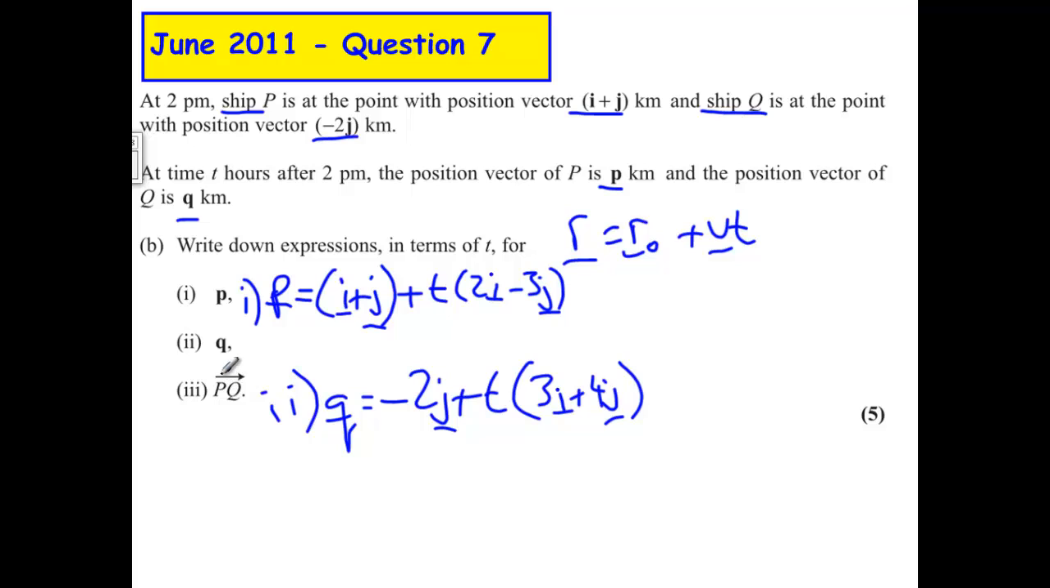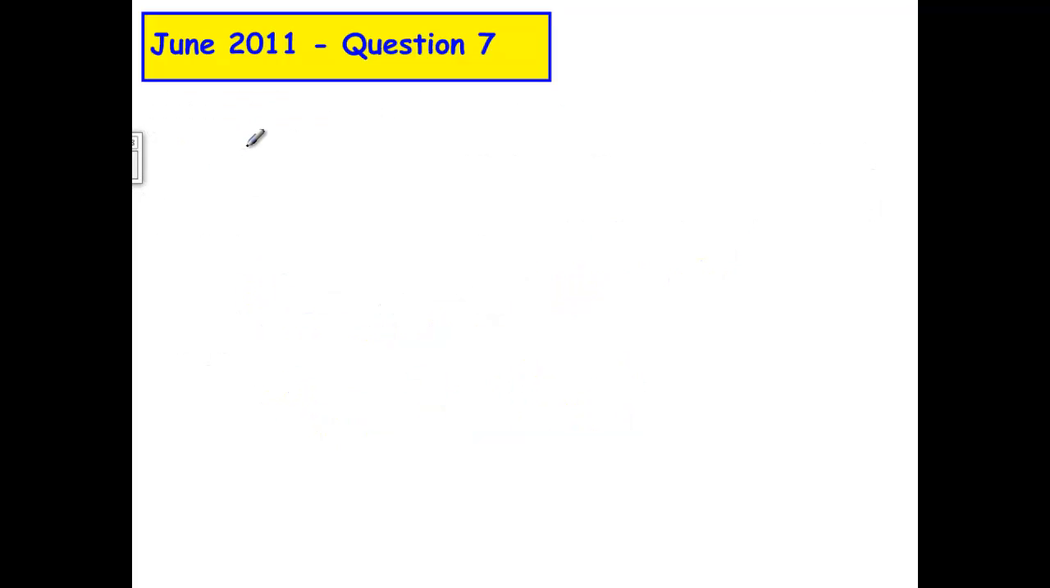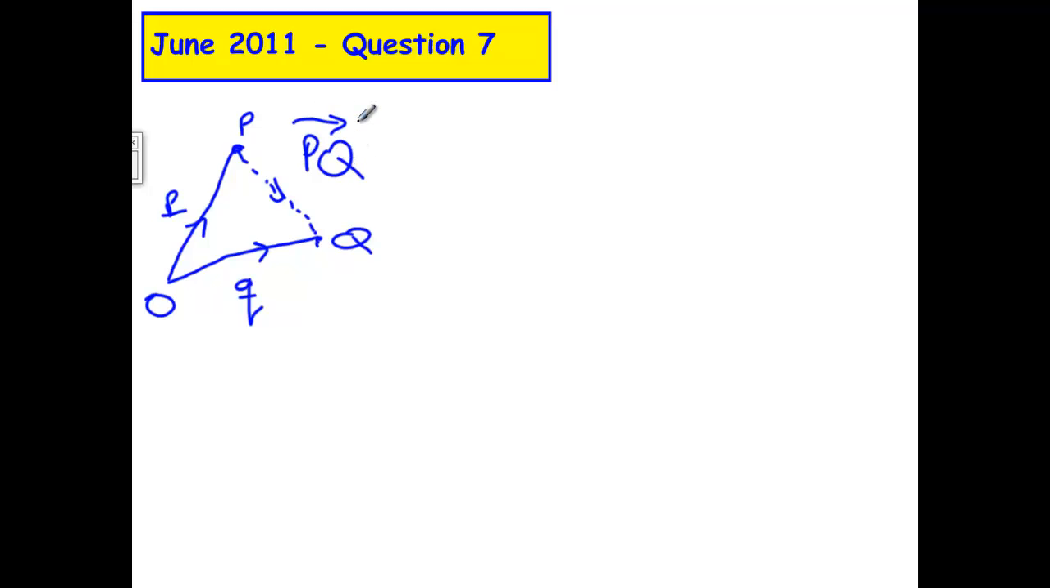Now, for the third part, we have to find a general expression in terms of t for the vector pq. Now, to do that, I'm just going to draw a very simple diagram. Imagine my ship P is at this point. So if the origin is down here, then the vector p is along here, to go from the origin to the ship P. And if my ship Q is at this point, then we will have to go along this vector, which is q underlined, to get from the origin to Q. And PQ is obviously the vector for how we get from P to Q. So that there is P to Q.